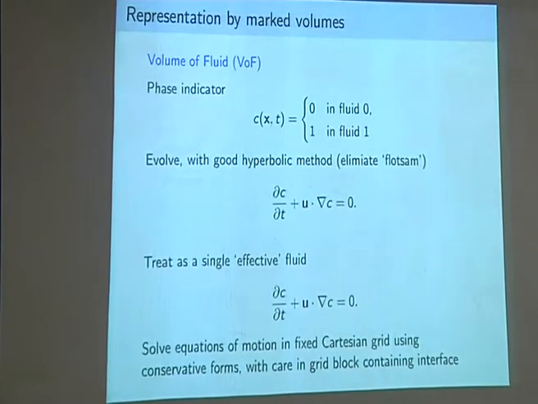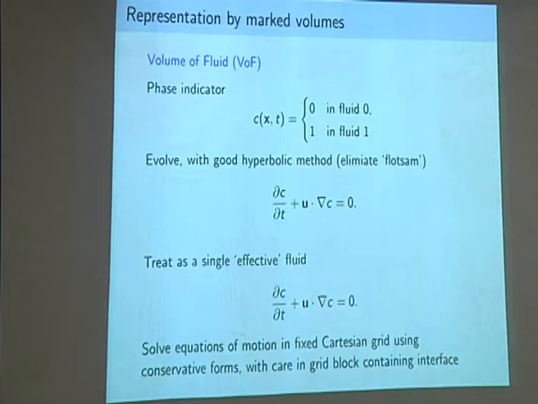What happens is you get values of c which are bigger than 1 and values of c which are less than 1. There are little spurious oscillations around, and they're called flotsam. And every so often you have to go with a brush and sweep them away. So anything oscillating near 1, you declare as 1, and anything oscillating near 0, you declare as 0.